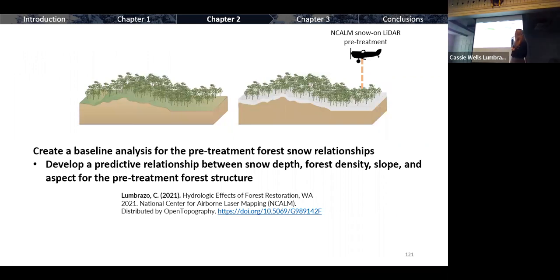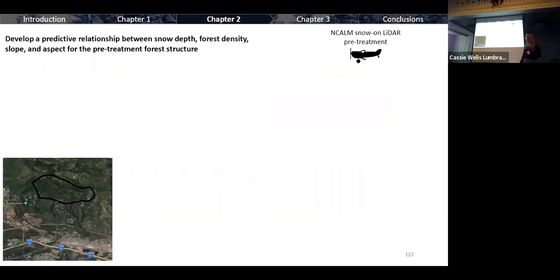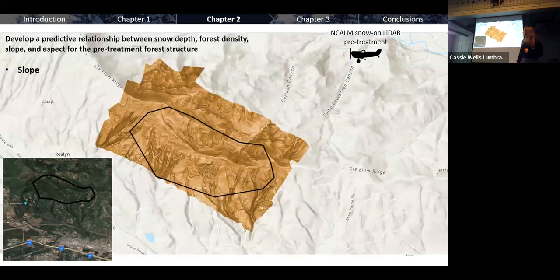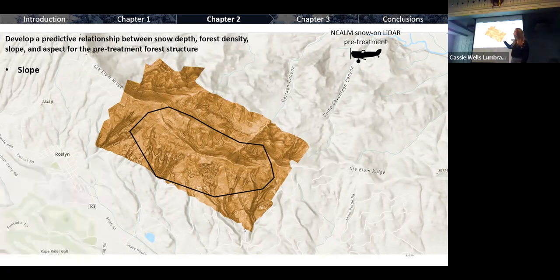So for our field site, I'm using the LiDAR data that was collected. It's NCOM snow on LiDAR data. And we want to develop a predictive relationship between snow depth, forest density, slope, and aspect for our pre-treatment forest structure. So remembering where we exist in the world, in Cle Elum Ridge, just north of Cle Elum. This is an example of that LiDAR data. If you zoom in, over our ridge, there's the outline of our forest treatments.